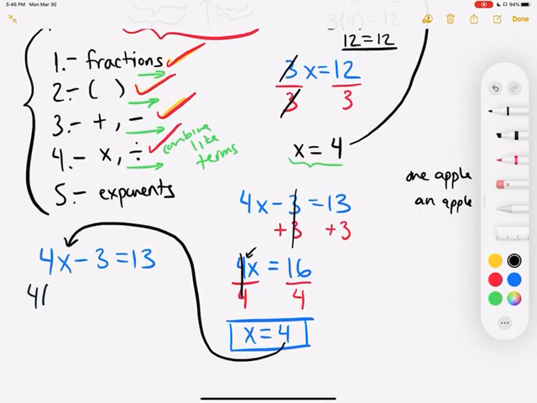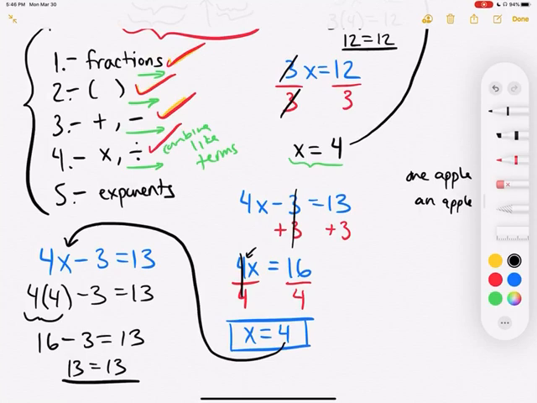So 4 times x, which is 4, minus 3 equals 13. If I do PEMDAS to this, I have to do the multiplication first, which is 16 minus 3. And then I have to do the subtraction, which is 16 minus 3, 13. So 13 equals 13, the left side equals the right side. That means that my solution is x equals 4.